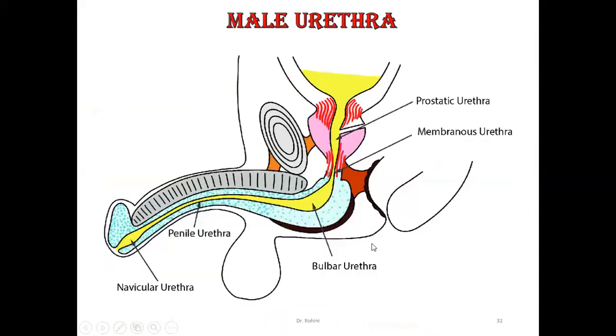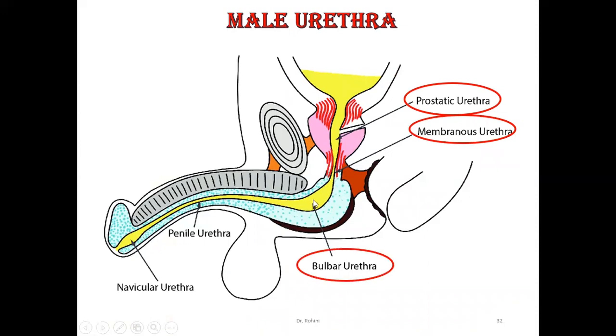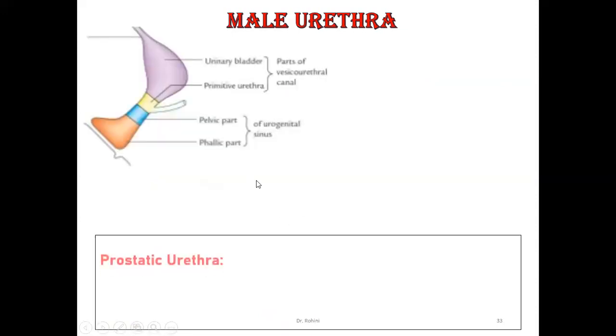Now the male urethra. It has the prostatic part, which is surrounded by the prostate gland, and the membranous urethra, the part passing through a membrane. Then we have a dilated part called the bulbar urethra, the penile urethra, and the navicular urethra. Bulbar, penile, and navicular together are usually called the spongy urethra. So what are the things leading to the development of the male urethra? First, we are discussing the prostatic urethra.